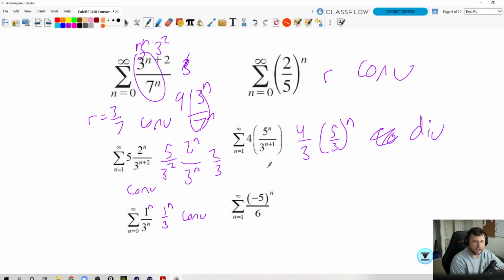Last one right here, negatives, those still work too. This is not 5 over 6 to the n. Don't fall for that trap. That's like 1/6 times -5 to the n. So my r in this case is -5. That's way too small. It's more negative than -1. So this is going to diverge. That's it. Good examples. You got it.